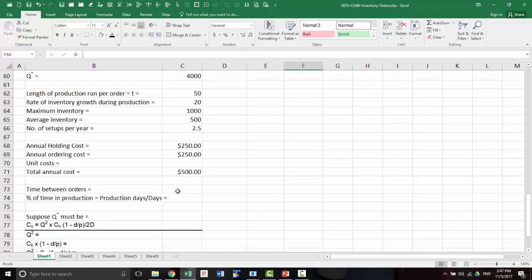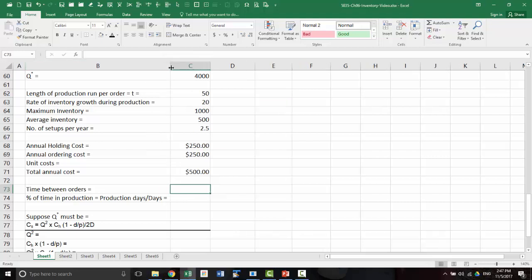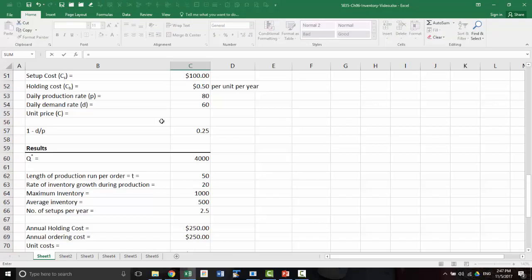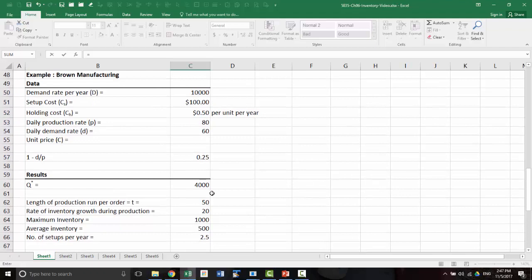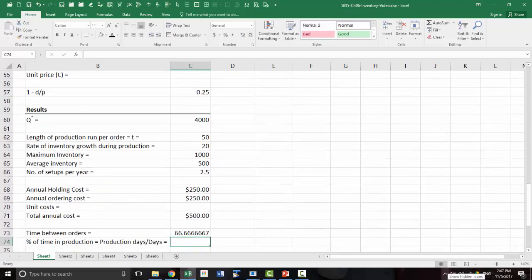Now time between orders is the length of the inventory cycle from one order to the next. We can express this in days because we have demand rate in days. So our order quantity is 4,000 and we will be using that at the rate of 60 per day. So that will be our time between orders.